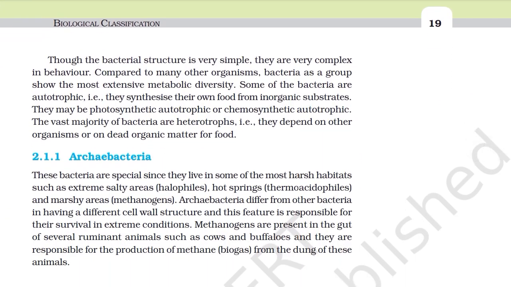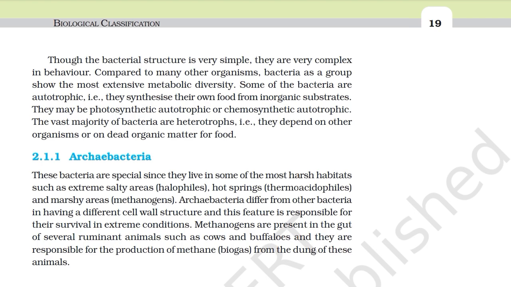Though the bacterial structure is very simple, they are very complex in behavior. Compared to many other organisms, bacteria as a group show the most extensive metabolic diversity. Some of the bacteria are autotrophic, that is, they synthesize their own food from inorganic substances. They may be photosynthetic autotrophic or chemosynthetic autotrophic. The vast majority of bacteria are heterotrophs, that is, they depend on other organisms or on dead organisms for food.